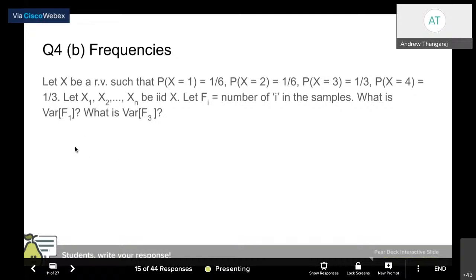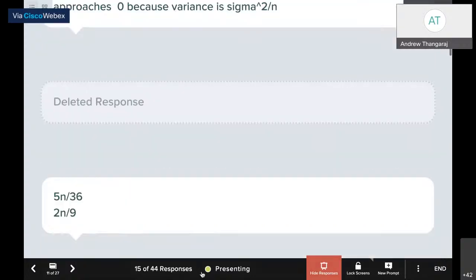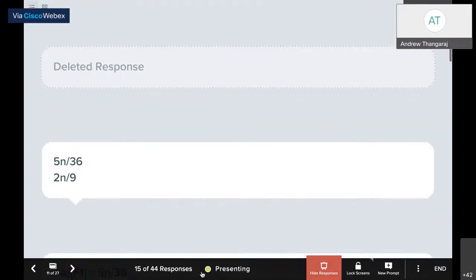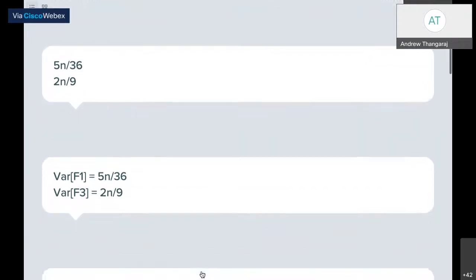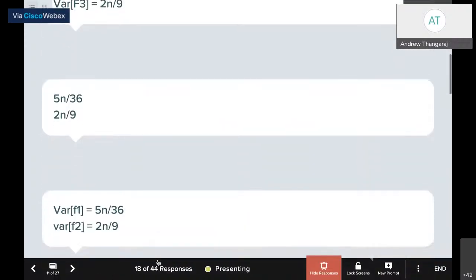Okay. F1 is the sum of n independent Bernoulli 1/6 random variables. F3 is the sum of n independent Bernoulli 1/3 random variables. Once you realize that, the answer will be very, very fast. Okay, so let me quickly see what the answer is. Approaches 0? Okay, not really. That's not true. So the variance goes as 5n/36 and 2n/9. That's correct. I think some people have got it right.